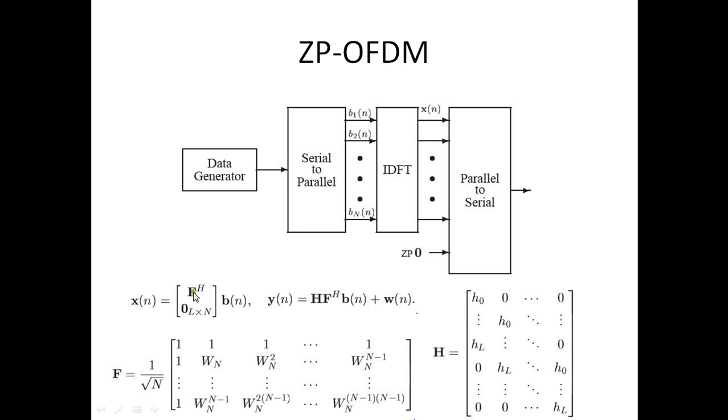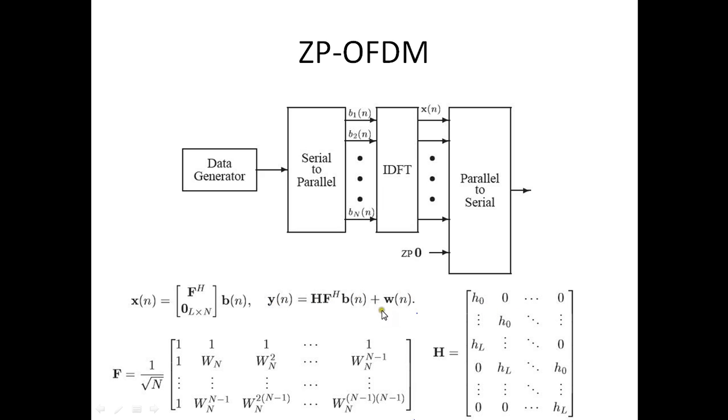x of n is F Hermitian and the zero vector multiplied with b of n, so that we get the modulated part as well as the zero padded part. F is nothing but the IDFT matrix given by this, where Wn are twiddle factors or sinusoids. After transmission, the received vector is given by y equals H F b plus w, where w is the noise added by the channel, and here we have taken the general term for the variance of the noise to be sigma square.